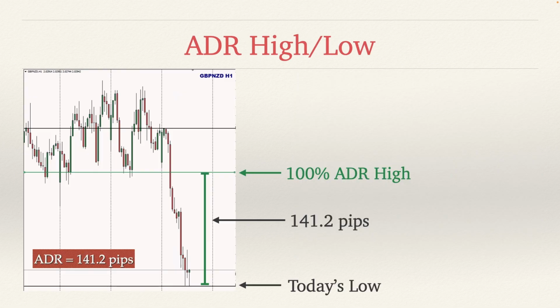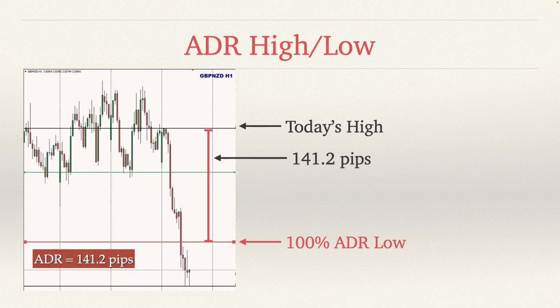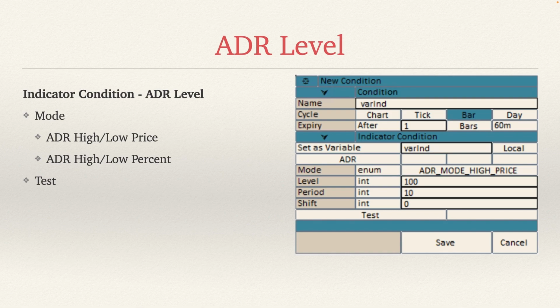Briefly, we get the ADR value for the current chart. If you measure up from the low of the day by the distance of 1 ADR, that's 100% ADR high. Measuring down from the high of the day by the distance of 1 ADR is 100% ADR low. In the ADR level parameters, that level field is the percent of ADR.